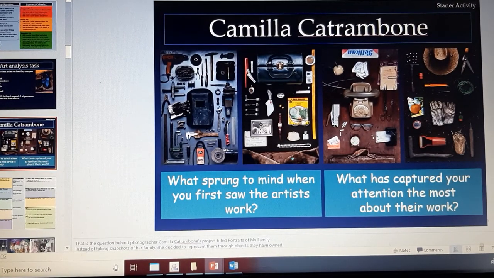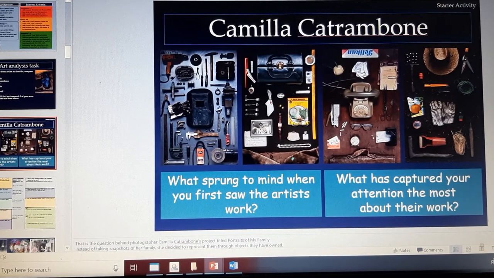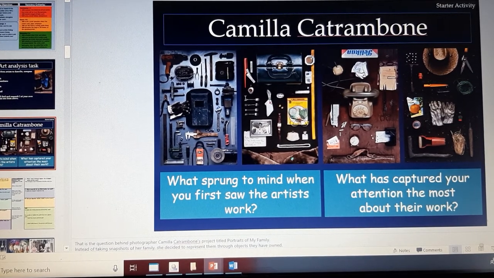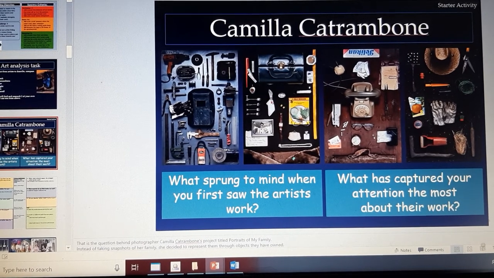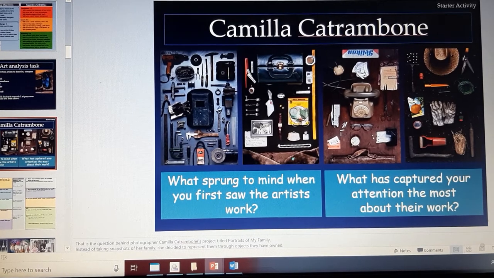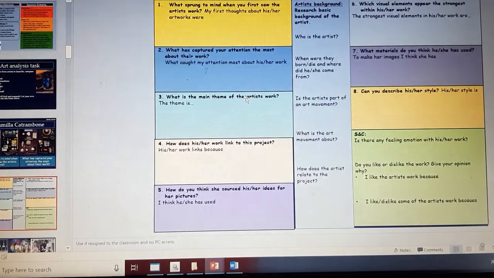So when we look at them, you'll notice with her work in these four pieces, you've got those personal items and they're laid out in a certain way. Even in her more advertising pieces of work, they are laid out in a certain way. They're quite formulaic. They're also quite dark and quite earthy in their tones, sort of almost neutral.